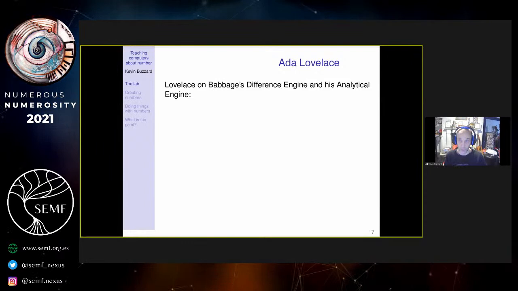And the analytical engine would have been the world's first computer. It was never built. We had to wait a long time before people like Turing came along, and even Turing, 70 or 80 years later, didn't have access to a computer. So this analytical engine of Babbage was going to be the first computer.